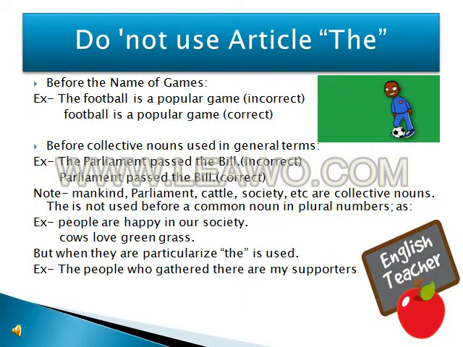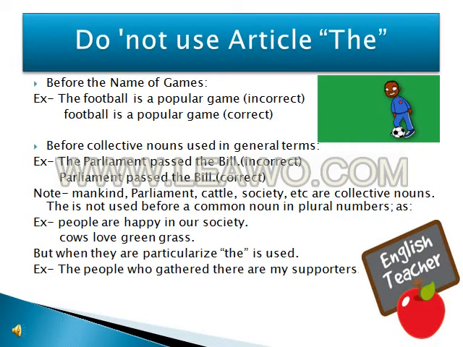Next, before the name of games, we will not use the article the before the name of any games, either it's football, hockey, cricket, or rugby. So the example is: the football is a popular game. This will be an incorrect sentence. What will be the correct one? Football is a popular game. Indirectly we have to remember we will not use the article the before the name of games.